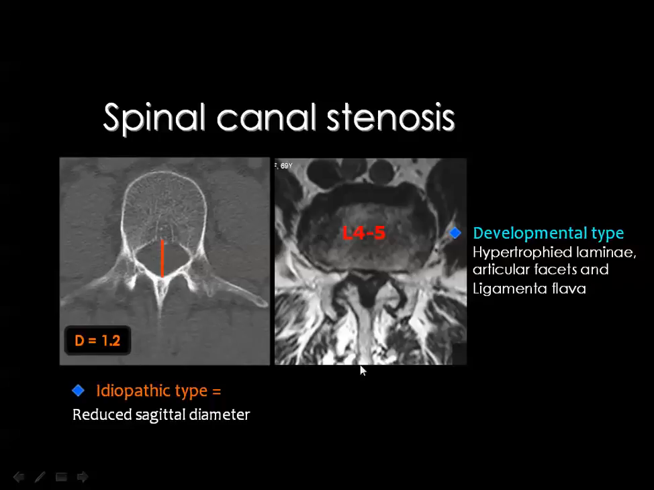This is the idiopathic type where the sagittal diameter is less than 1.3 centimeter, and this is the developmental type where the lamina are short and thick, the ligamentum flavum is markedly hypertrophied, the articular facets are hypertrophied, the cecal sac is significantly compressed within the spinal canal.